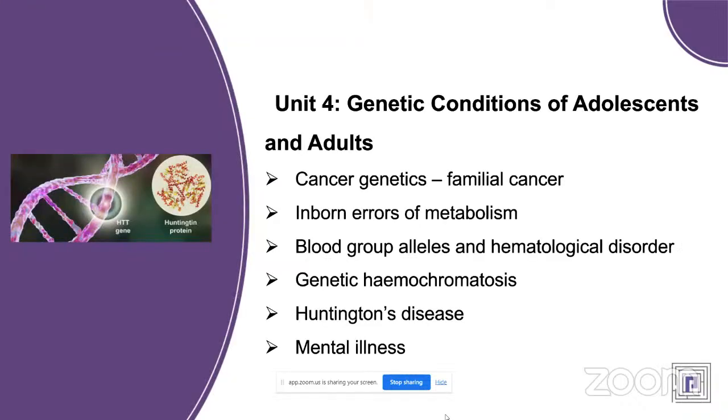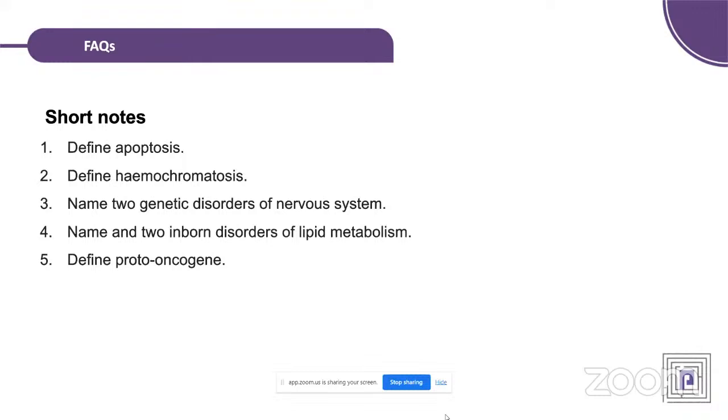So the fourth unit discusses the genetic conditions of adolescents and adults. Cancer genetics and familial cancers, inborn errors of metabolism, blood group alleles and hematological disorders, genetic hemochromatosis, Huntington's disease, mental illness. All these topics are discussed.